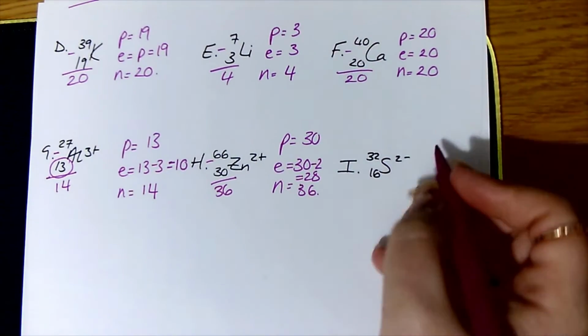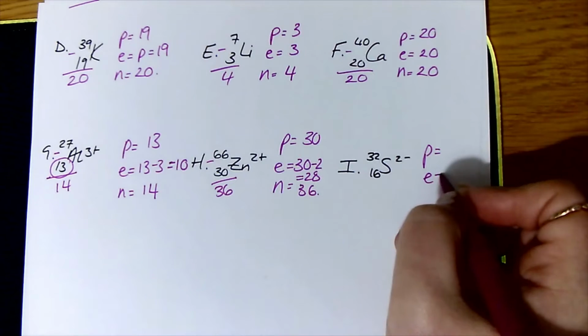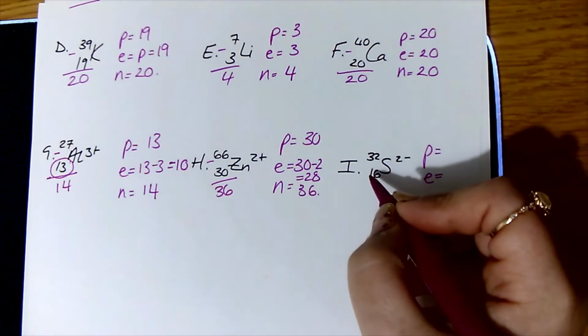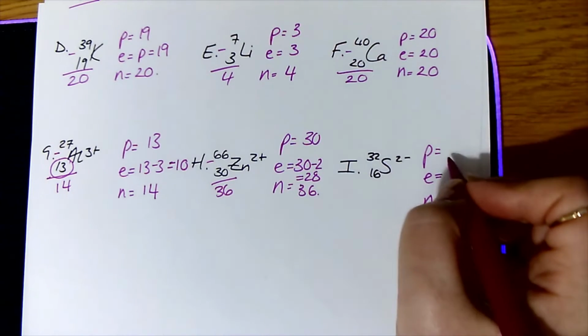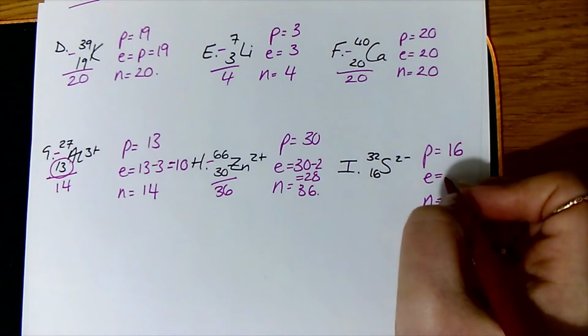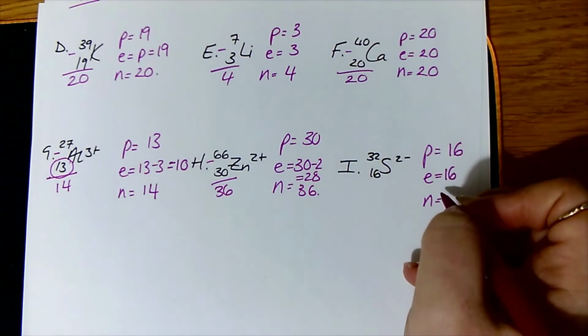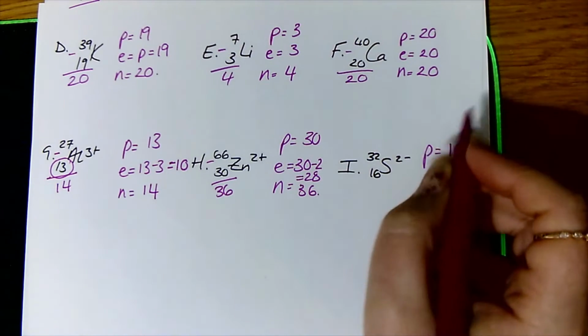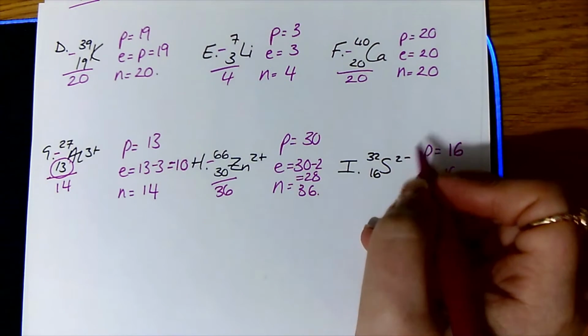Now here we have a negative ion. So this time we have gained extra electrons. So we'll start with protons. We can see it's 16. When we look at the electrons, we can think, okay, we started with 16 electrons in a neutral atom. This time we have gained 2 electrons because we've got a 2 negative charge.